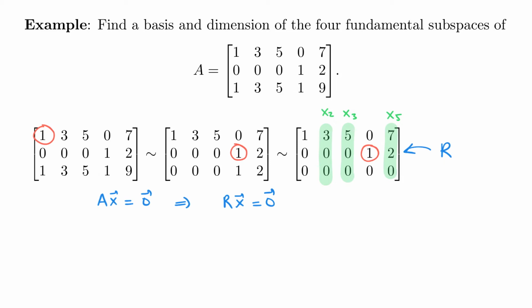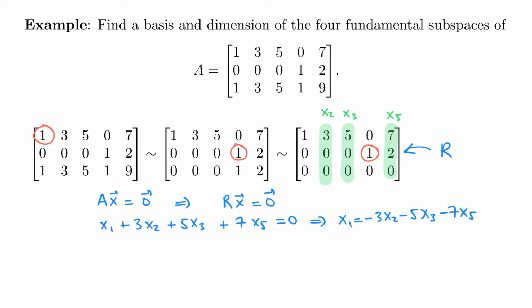We first consider the first row of R, which tells us that x1 plus 3 times x2 plus 5 times x3 plus 7 times x5 equals 0. This is the same as saying that x1, which is our pivot variable, is equal to minus 3x2 minus 5x3 minus 7x5, which are our free variables.